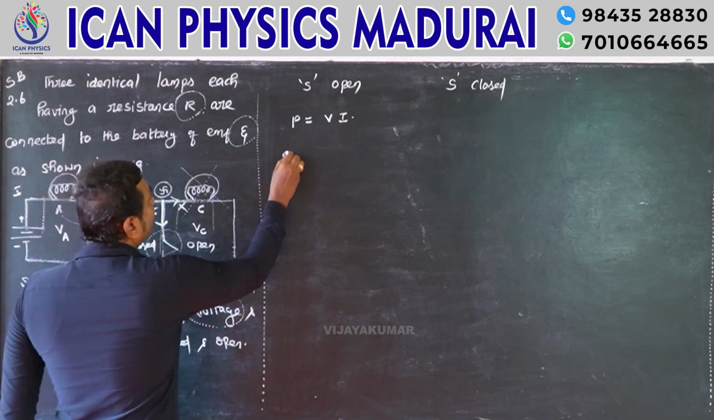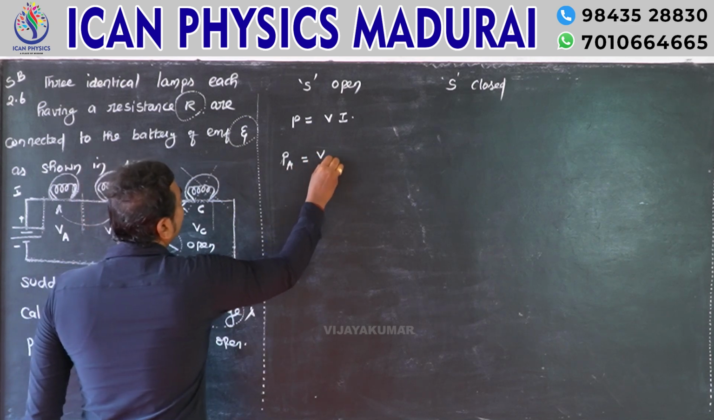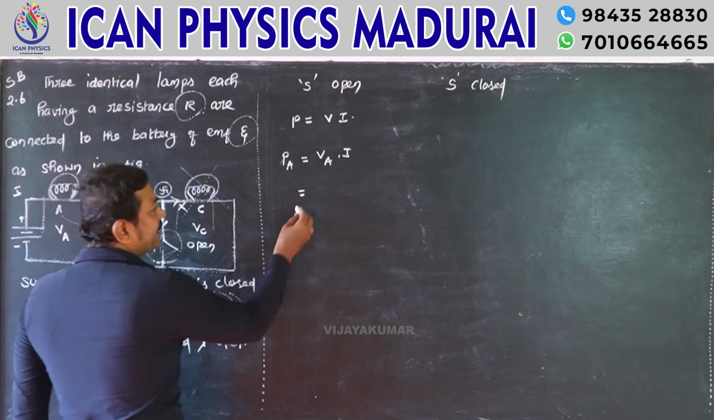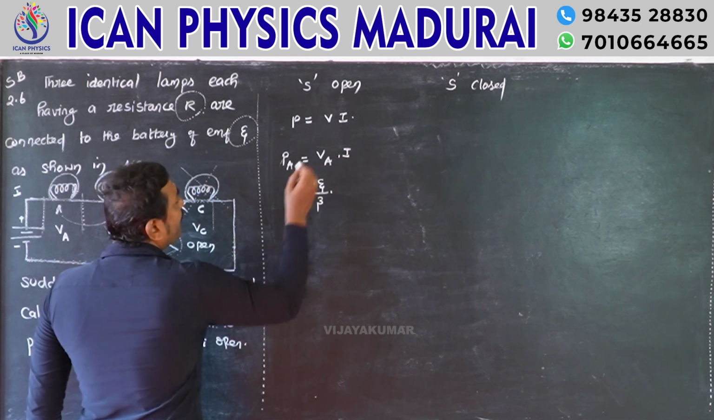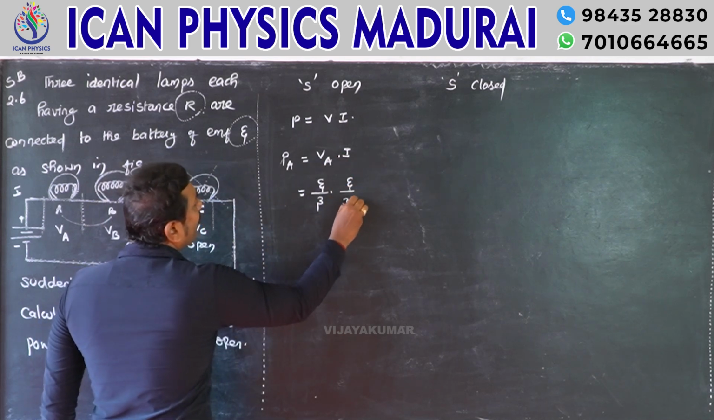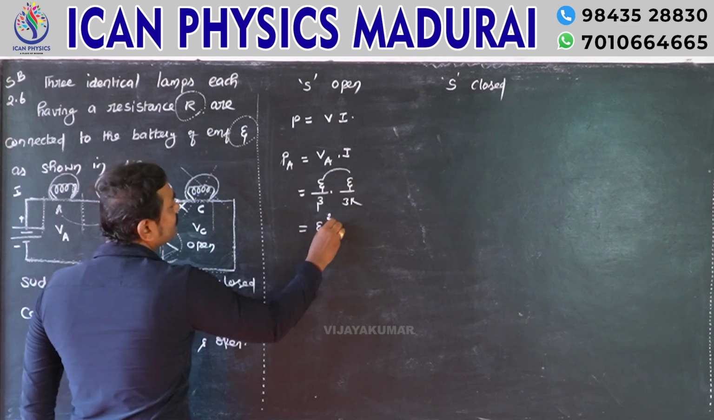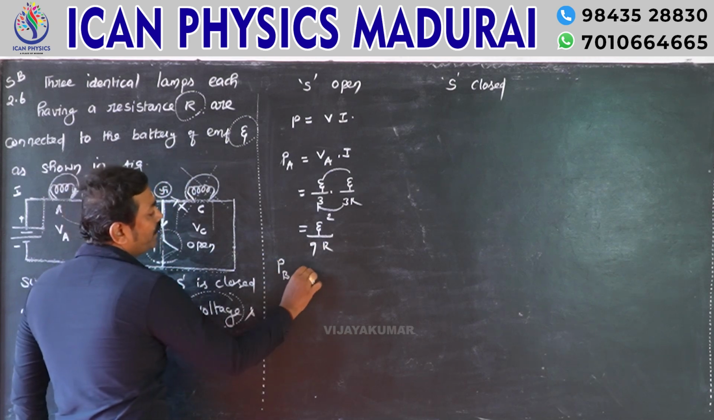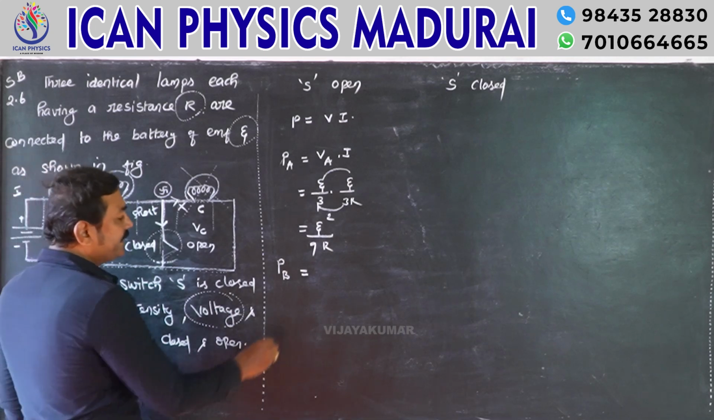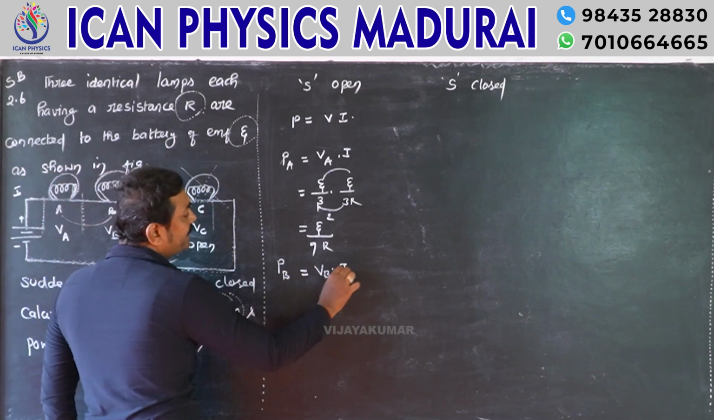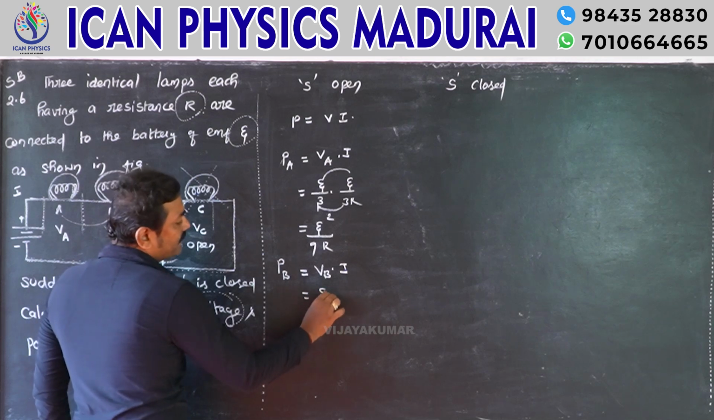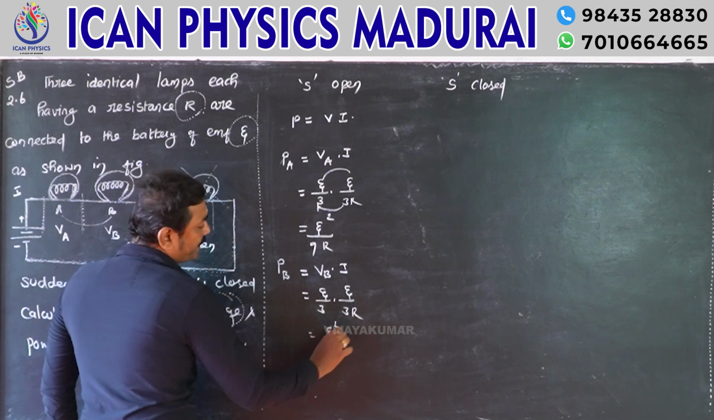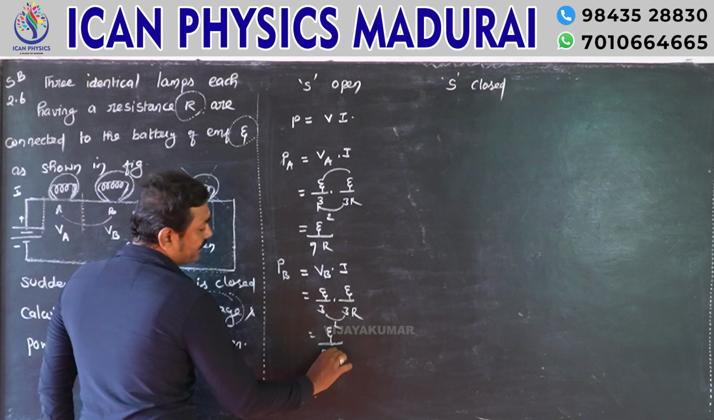So what is the power? Power across the first one is VA into I. What is VA? That is ψ/3. What is I? ψ/3R. So ψ into ψ, ψ squared, 3 into 3, 9R. Power across B is VB into I. Once again, ψ/3 into ψ/3R, so ψ squared by 3 threes are 9R.